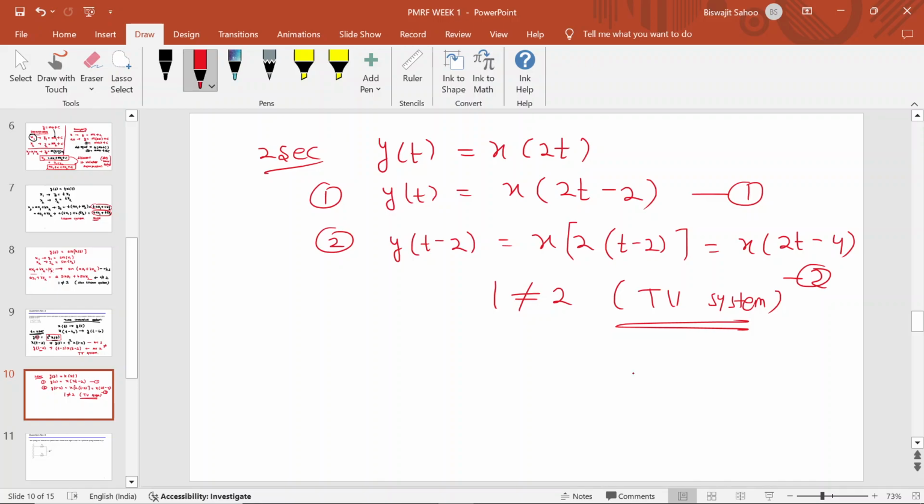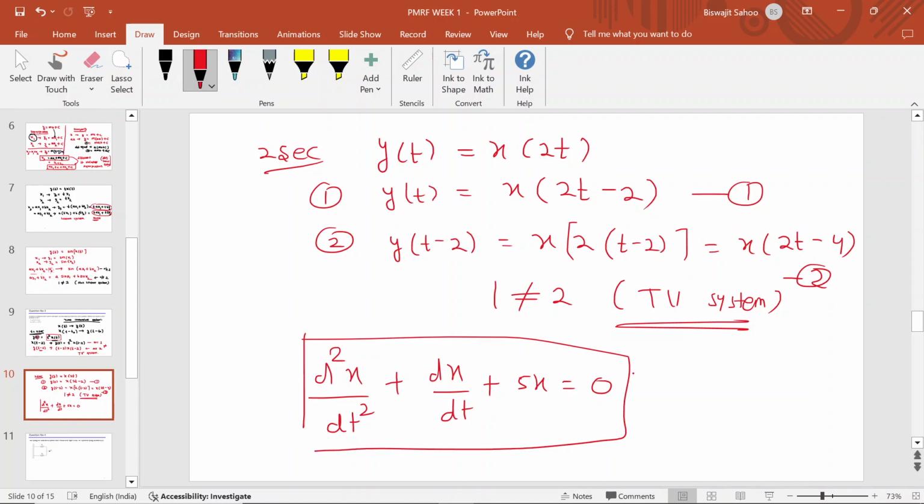Have you seen d square x by dt square plus something dx by dt plus, let's say, 5x equal to 0? You have come across this type of equation. This is definitely a linear time invariant system, an LTI system. Now apply your concept. First apply the linearity principle, then apply the time invariance principle, and you can confirm that it satisfies all.